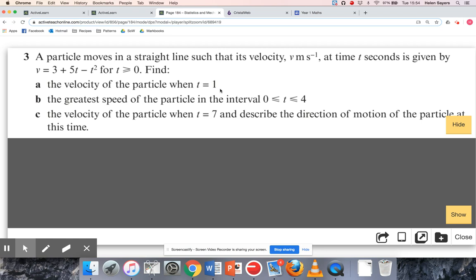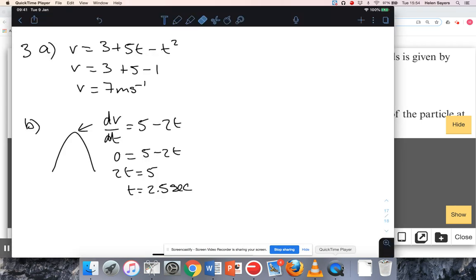So again, that's apart from this extra bit about describing the direction, it's quite straightforward. It's just substituting 7 into the velocity, similar to part A. So the velocity is going to be 3 plus 5 times 7 minus 7 squared. So still with the calculator, so 3 plus 35 minus 49. So it's minus 11 meters a second.